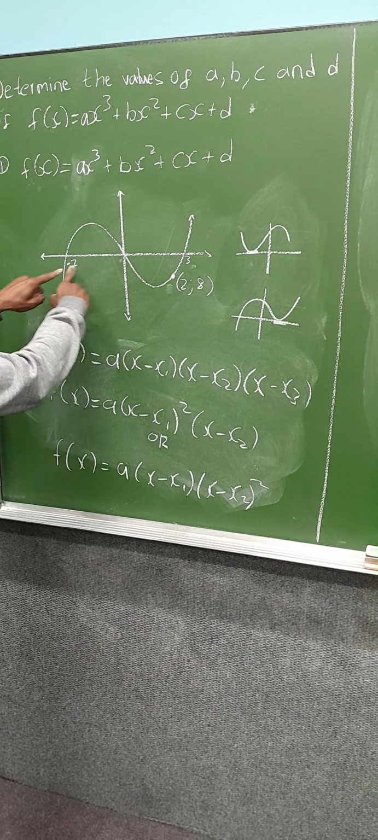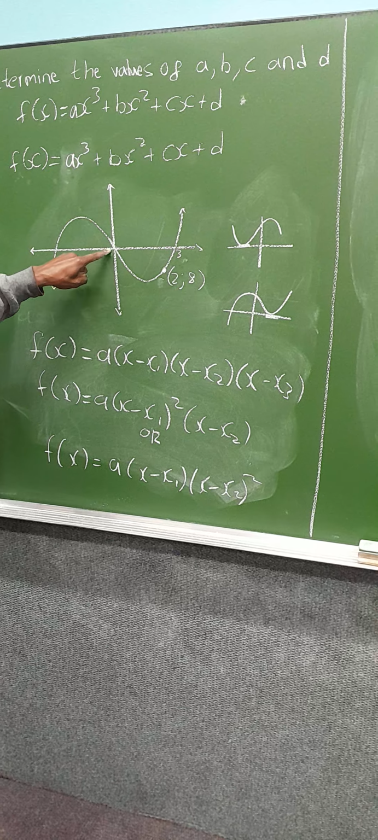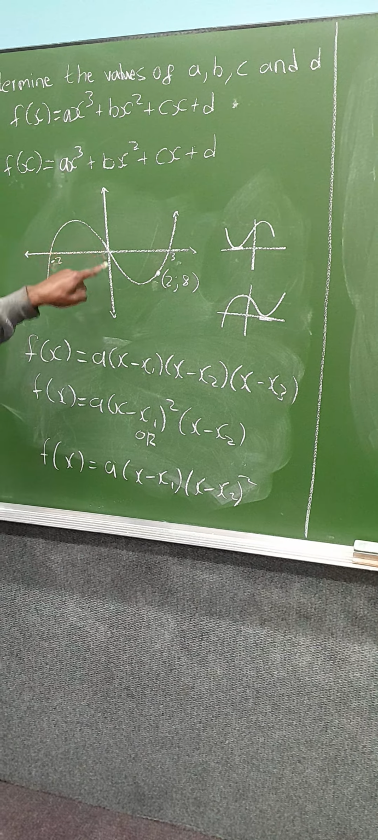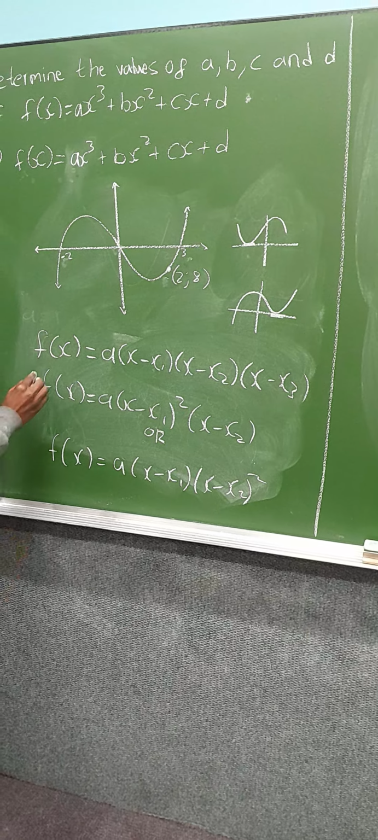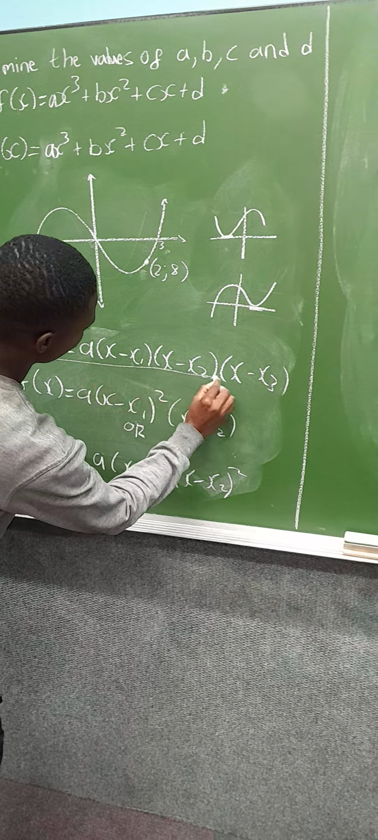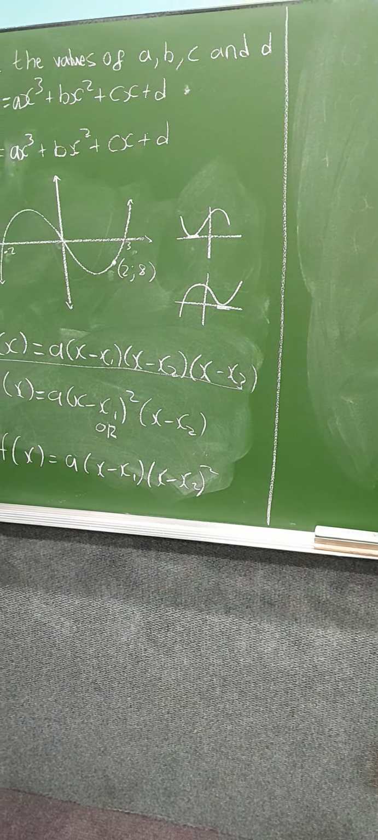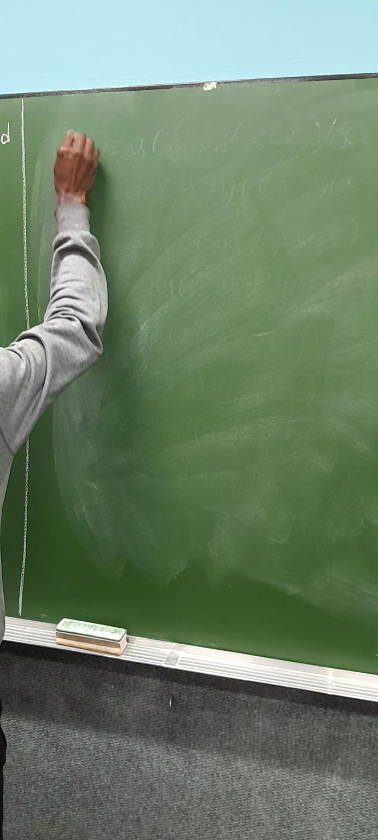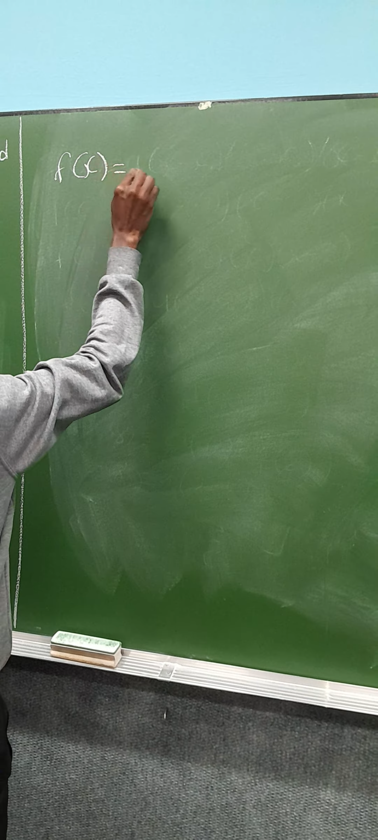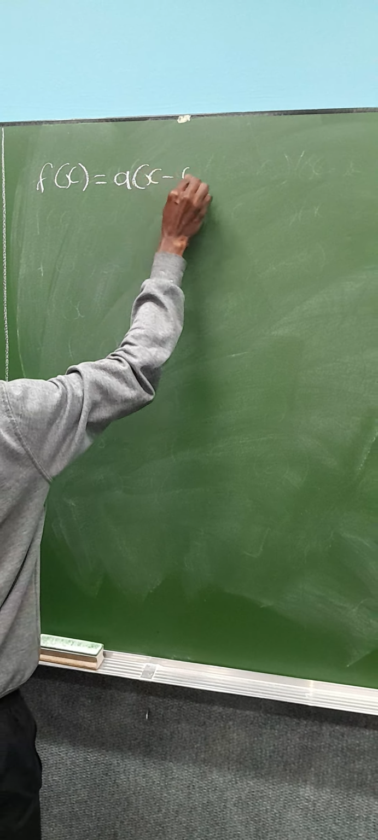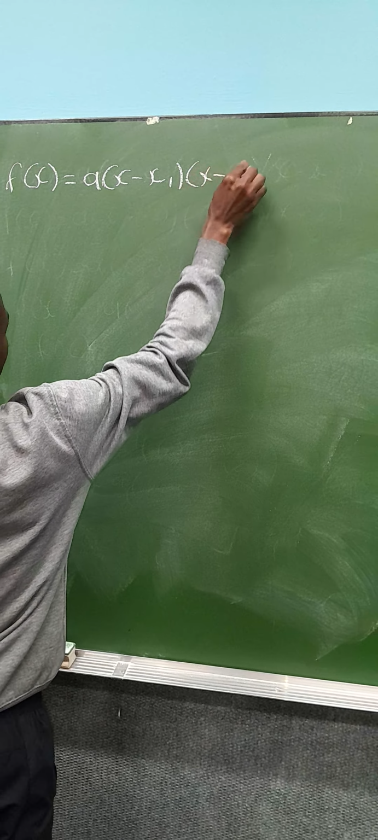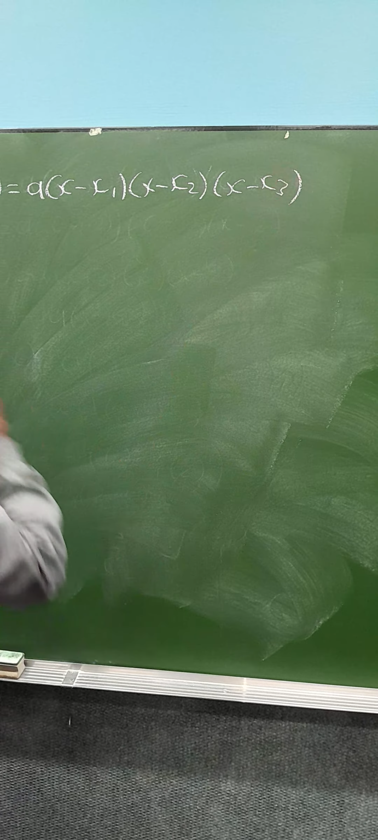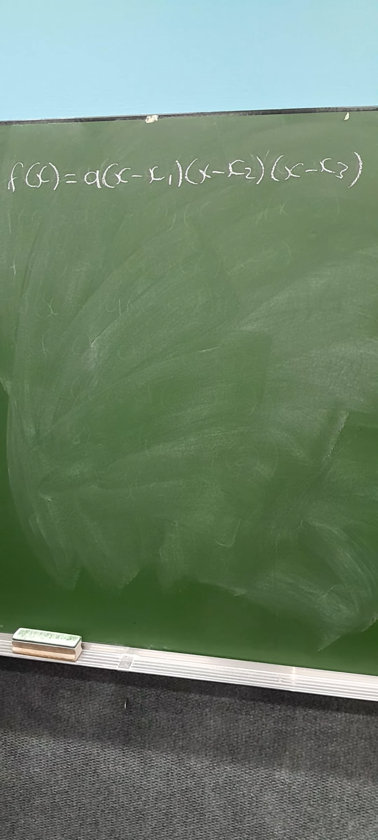So this is the first one, and this is the second one. However, we can see that our graph passes through the origin. If it passes through the origin, that's our third point. So we are now going straight to this equation. We're going to apply this equation, and then we try to find the values of a, b, c, and d. Okay, so now we have f of x. I said we're going to use the first one, which is x minus x1, x minus x2, and then x minus x3. Now I'm going to substitute the points.